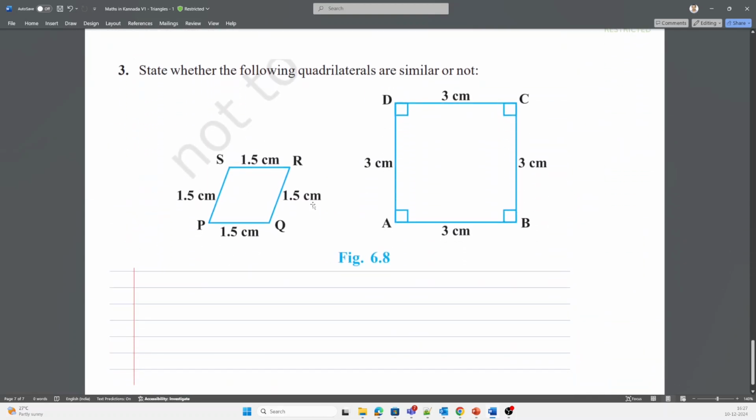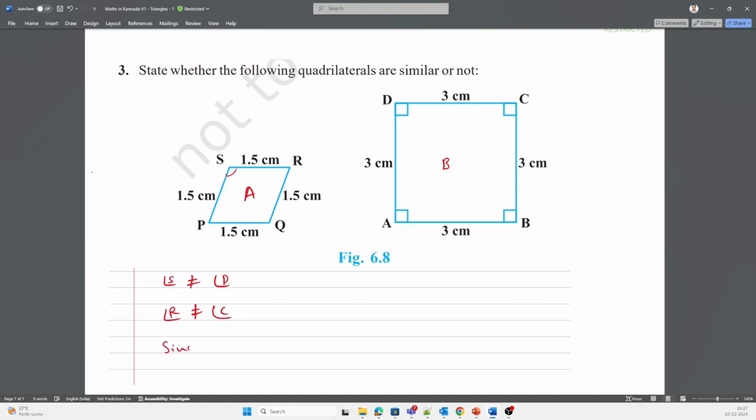Let us see the third sum which is there in your exercise. State whether the following quadrilaterals are similar or not. We have to find out whether these two quadrilaterals are similar or not. Quadrilateral means what? 4 sides. Okay, we can call this quadrilateral A and quadrilateral B. By looking at this only, you can say these two are not similar. Why? Because the proportion might be the same, but the angles are not equal. If you see, angle S is not equal to angle D, or to any of the angles. Correct. Angle R is not equal to angle C, right?